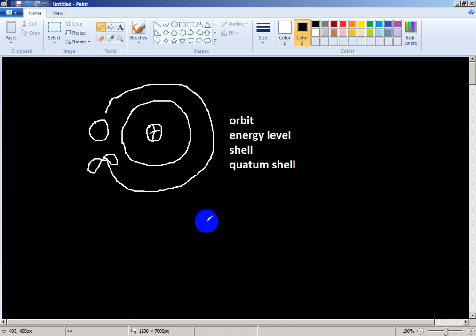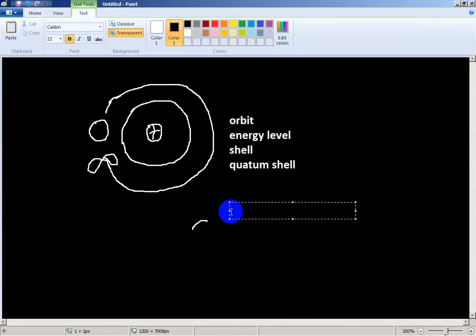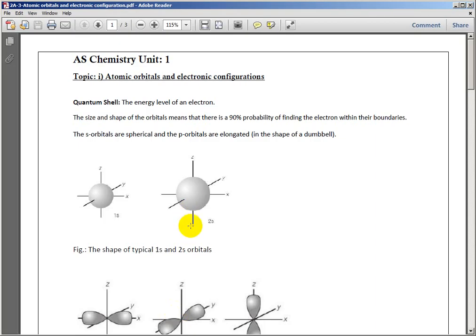Do you know orbital? Orbital means subshell. Orbital means subshell. The size or shape of the orbital means there is a 90% probability of finding the electron within its boundaries.